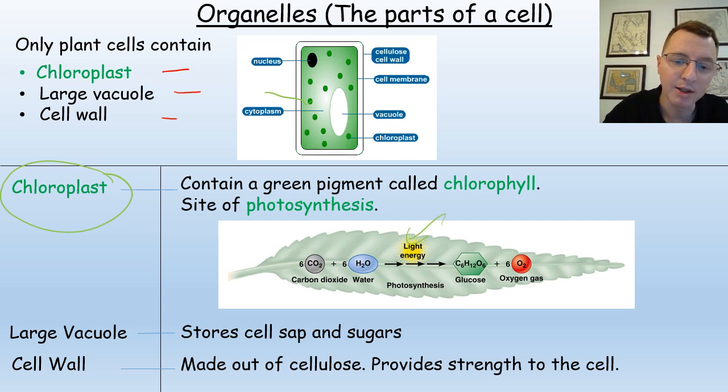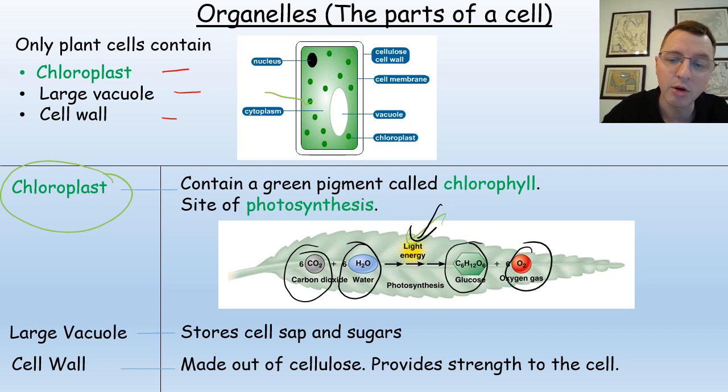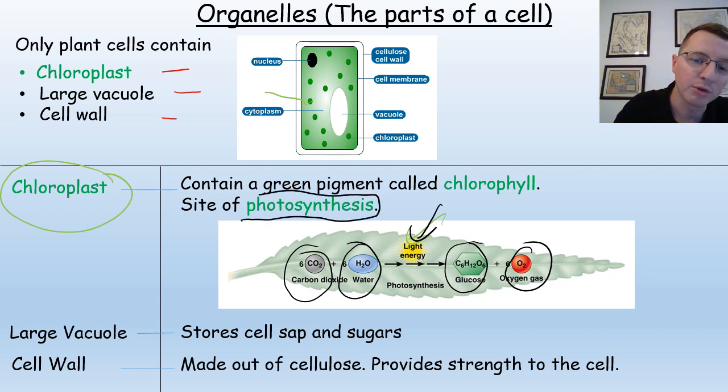And in fact, we've got that here. We can absorb some light energy, and we can use that light energy to combine carbon dioxide and water molecules together to make a molecule of glucose and some waste oxygen. And that chemical reaction is called photosynthesis, and it can only happen in chloroplasts.